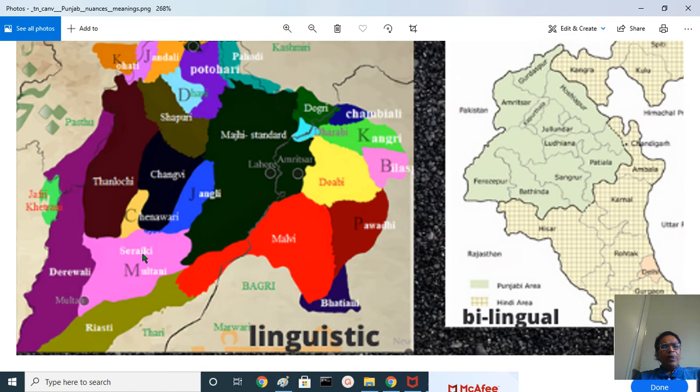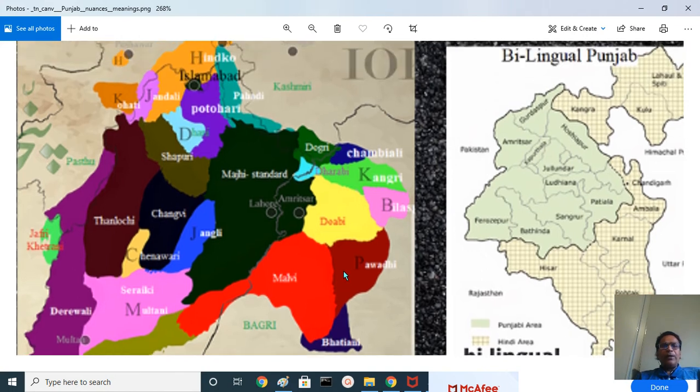And Multani or Seraiki, Bahawalpuri and Thari and Marwari adjoining region, and Bagri. The predominant standard language of Punjabi is considered to be the Maja language or Maji, spoken in the Amritsar, Lahore regions. And south of the Sutlej you see Malvi and Pawad and Batiani, and the Jalandhar region Dobi and Bilashpuri, Kangri and Chambi and Dogri and Pahadi and those speak. So that's about the linguistic Punjab.